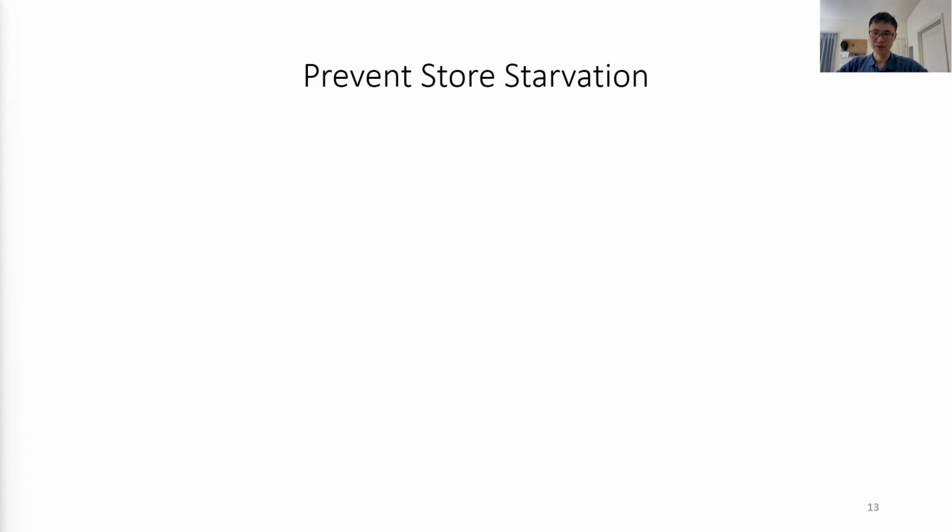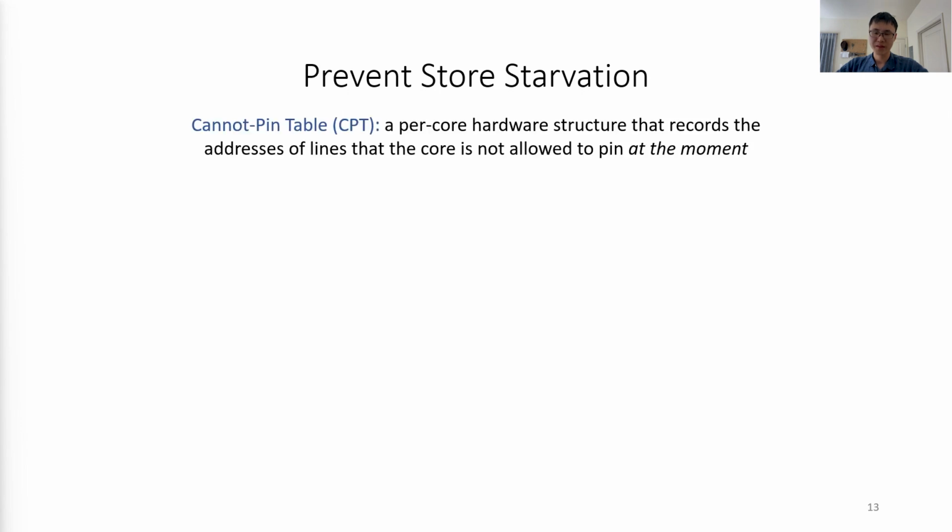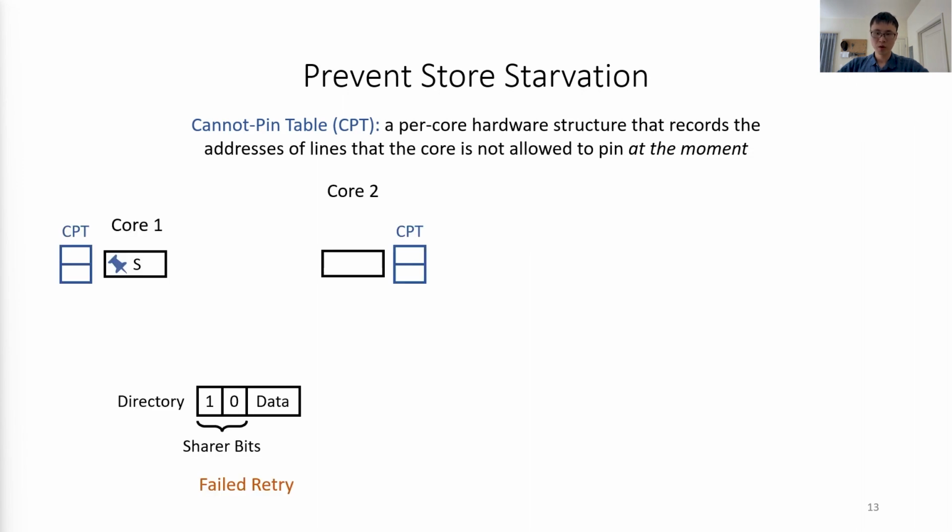However, this simple design can starve core 2. To prevent that, we introduce a tiny per-core hardware structure called CPT, the Cannot Pin Table, which records the addresses of lines that the local core is not allowed to pin at the moment. With the CPT, core 2's retry looks like the following. It issues a write to L1 as usual, but the L1 will send out an upgraded variant of getX called getX star, telling the directory that the write request has been deferred once and the request has to receive a higher priority.